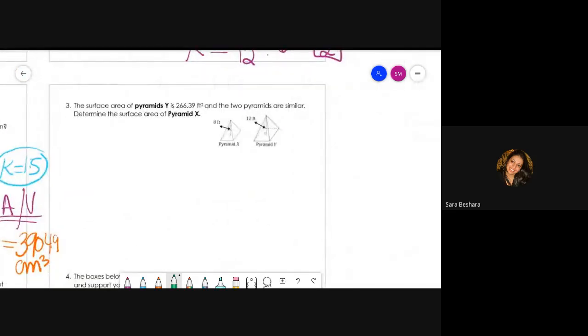It's a different problem, so I'm going to go ahead and do it with you. Number 3. The surface area of pyramid Y is equal to 266.39, and the two pyramids are similar. Determine the surface area of X. So we need to find the surface area of this pyramid. Well, I don't know what the scale factor is. Remember the question did say they're similar, so there must be a scale factor somehow.